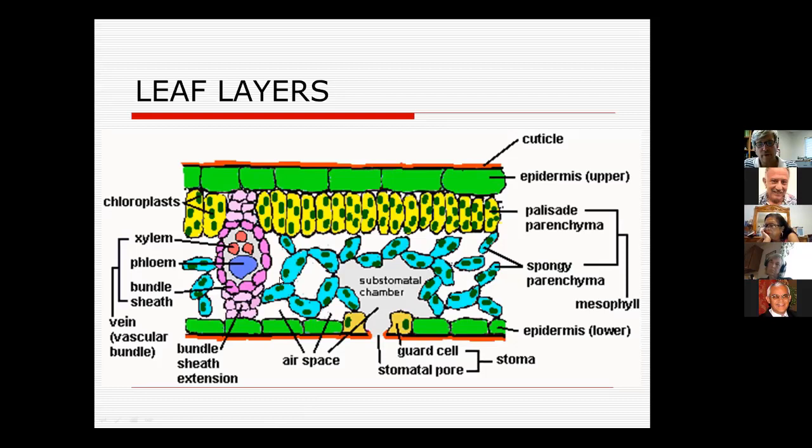Do y'all remember what the xylem does? Anyone? One person. I see Linda mouthing it. It transports what? Water. Water and what else? Nutrients. It moves water and nutrients up into the leaf. Because again, Reed said the leaves were the plant factories.